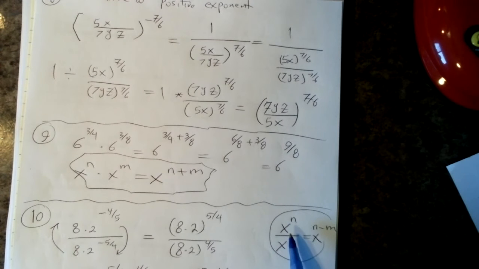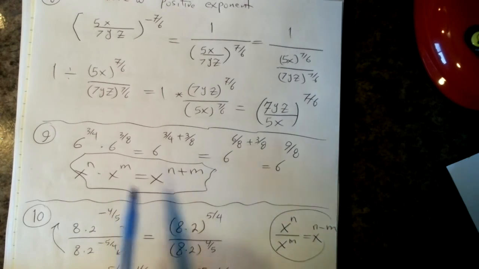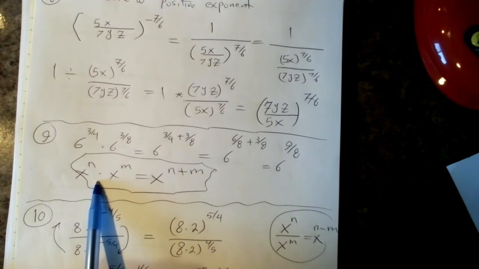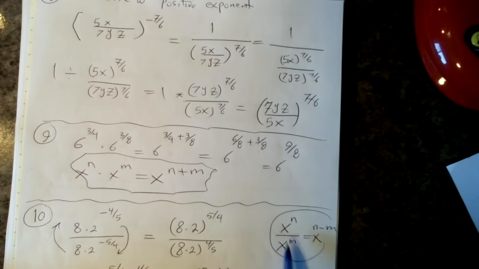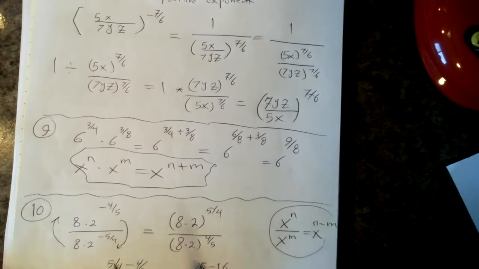What if you have ratio of 2 variables with the same base? Okay, so you have the multiplications, x to the power of m times x to the power of n, bases are equal. You have the same thing, but this is division. In the case of division, instead of adding, you're subtracting. And that's what you have here.